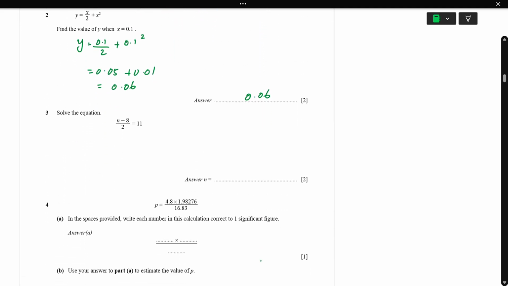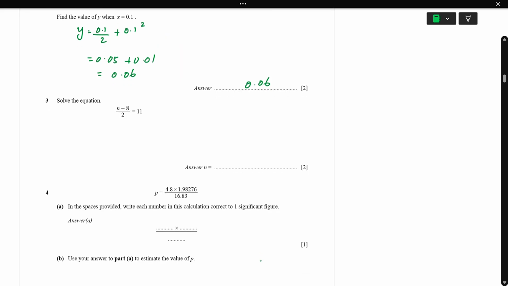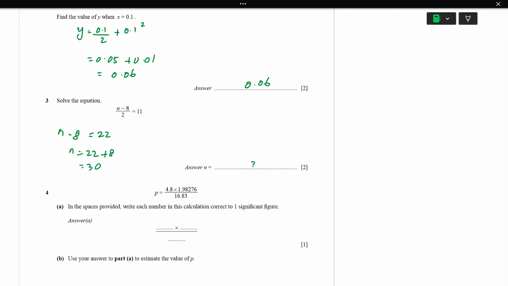The next question: solve the equation (n minus 8) over 2 equals 11. So we write n minus 8 equals 11 times 2, which is 22. So n equals 22 plus 8, which is 30. So 30 is the answer here.